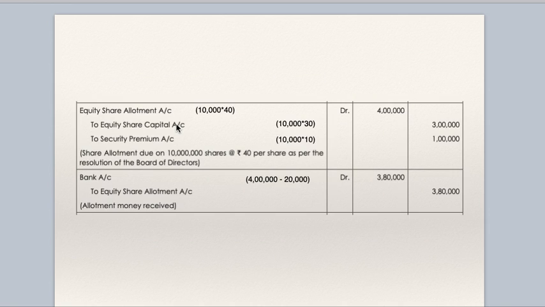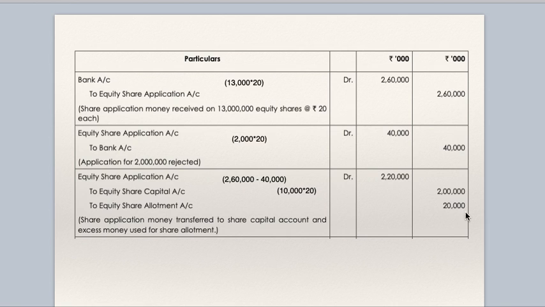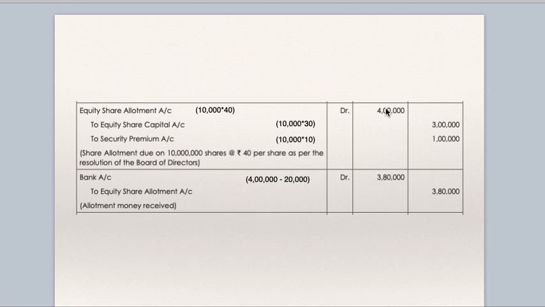Next is allotment money due on 10,000 shares allotted. Equity share allotment account debit 10,000 into 40, 4 lakhs, to equity share capital 10,000 into 30, to securities premium 10,000 into 10. So due on allotment is 4 lakhs, 10,000 into 40. Out of that, 20,000 is already received with application.